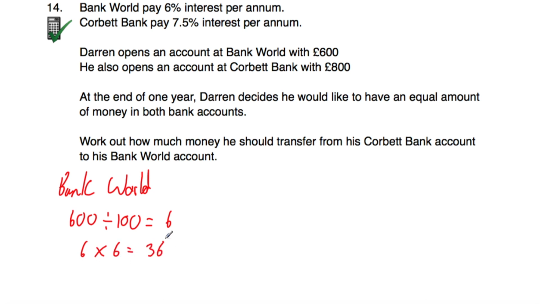So that means that if we add that on, that's how much interest he receives. So 600 plus 36 is equal to £636. So that's how much money he'd have in his Bankworld account at the end of the year.